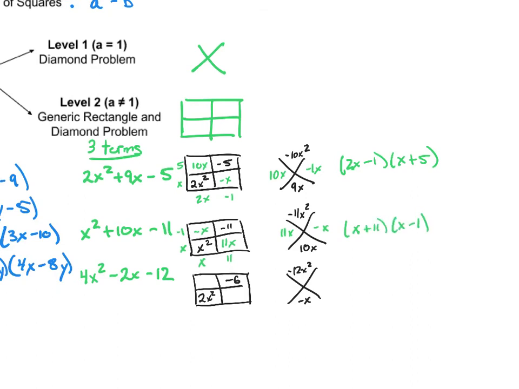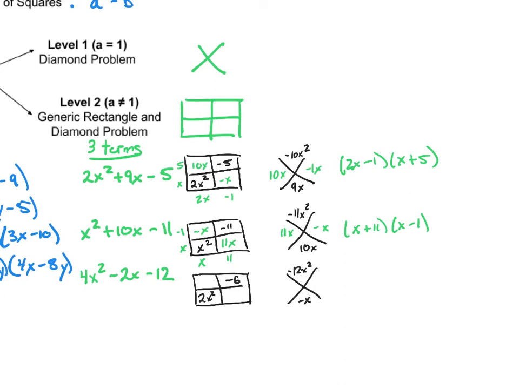Now that's why in this example we have a level 1 and level 2. If you always want to make the generic rectangle then diamond problem, please feel free. But we're just saying that if a equals 1, which is your leading coefficient out here, the diamond problem is enough. Meaning here we have a diamond problem, you have 11 and a -1 out in front of your x's, and that's the value that goes inside your parentheses. But the generic rectangle is a great way to always get the right answer.